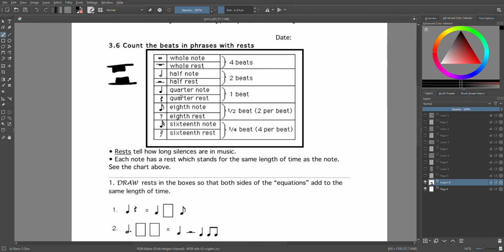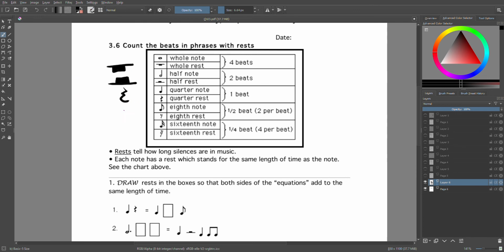We have a quarter note and a quarter rest. This one kind of looks like some weird zigzag lightning bolt, whatever. That's a quarter note rest. That's going to be the weirdest looking one and the only unique looking one. All the rest look pretty much similar to each other or have others that look like it.